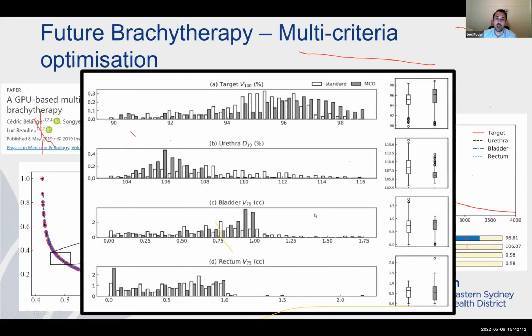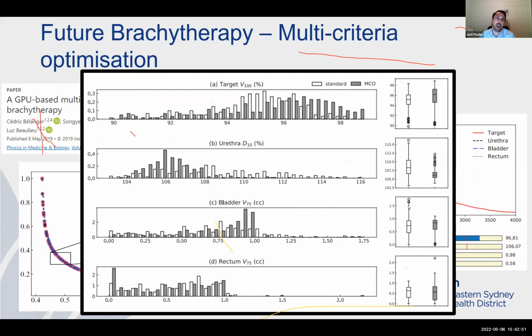But there's been a number of studies that have been done, and this is just one from the group in Laval, from Luc Beaulieu and his group, that have shown the standard inverse optimization versus the multi-criteria optimization. And looking on the right here is basically the difference in the quality of the plans that are produced. And you can see on average, we're seeing an increase in the target V100%, a significant decrease in the dose to the urethra, essentially the same dose to the bladder and the same dose to the rectum. So for an extra amount of coverage, we're seeing a lower dose to the urethra and no change to the dose to the bladder and the rectum.